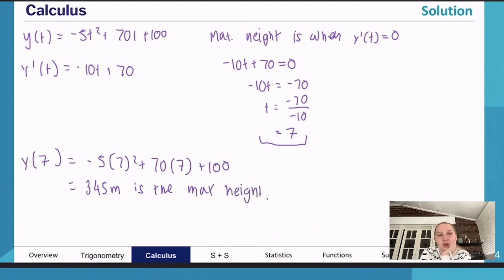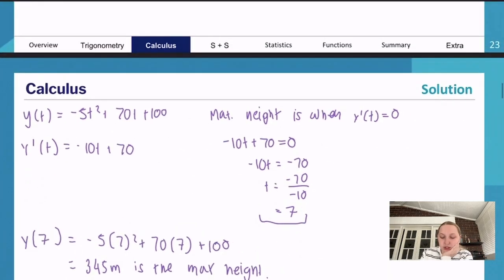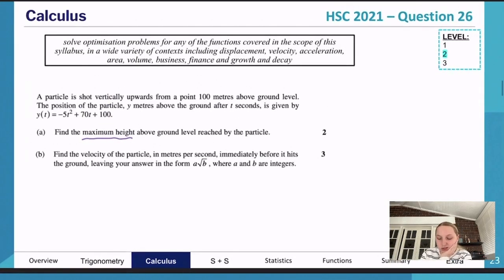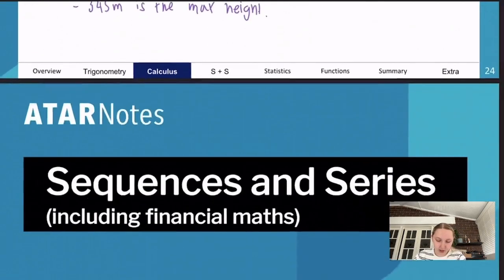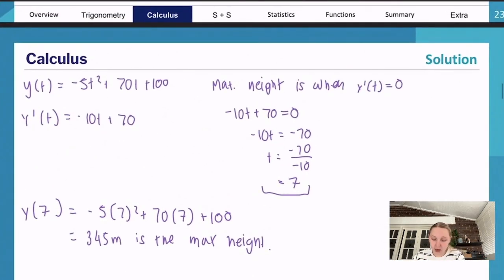Okay, so that's a pretty stock standard optimization sort of question. So you do want to get super familiar with finding maximums and minimums in all sorts of contexts. So then we've got part B. Oh, I didn't leave enough space to do part B. Okay, we're just going to quickly rub this out and then we'll do part B in there as well.